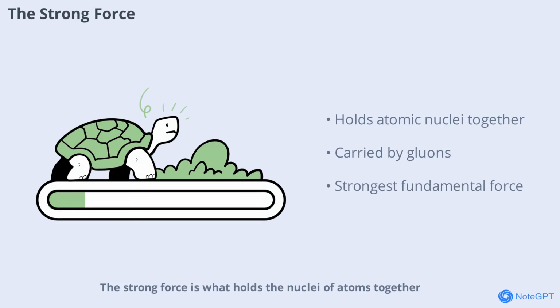The strong force is what holds the nuclei of atoms together. It's the most powerful force in the Standard Model, carried by particles called gluons. Without the strong force, protons and neutrons wouldn't stick together and atoms as we know them wouldn't exist. This force operates at incredibly short distances, but its effects are vital for the stability of matter.